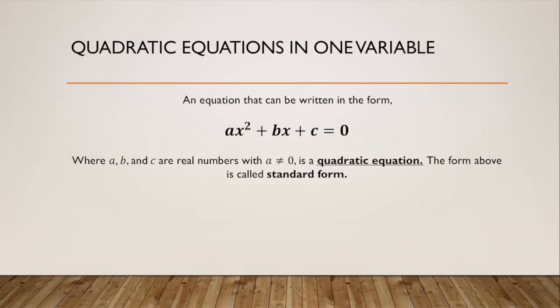Quadratic equations in one variable are of the form ax squared plus bx plus c equals 0, where a, b, and c are real numbers, and a doesn't equal 0. This is a quadratic equation in standard form. And we're going to talk in later chapters about what the graphs of these look like.